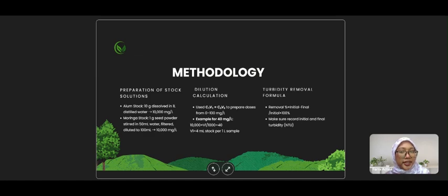Methodology, how we run the experiment. So there are a few steps, this is the earliest one. We choose to use the stock solution for both alum and Moringa, 1% each. For the Moringa, filtered and unfiltered. For alum, as well. And then the dilution calculation where we use C1V1 equals C2V2. And the main thing, which is our turbidity removal formula.